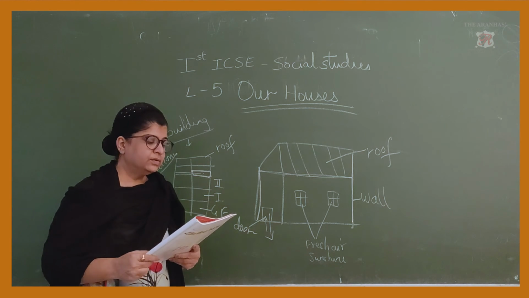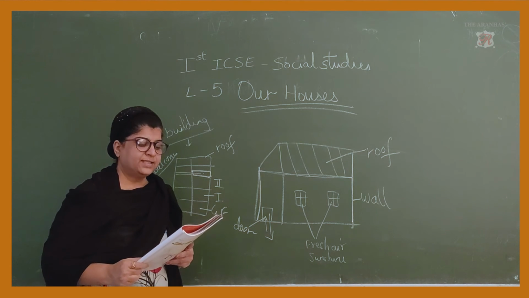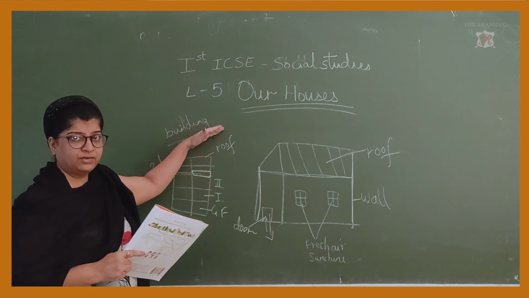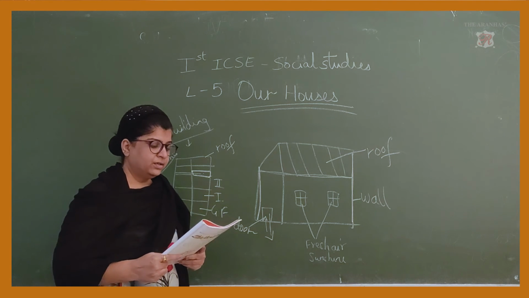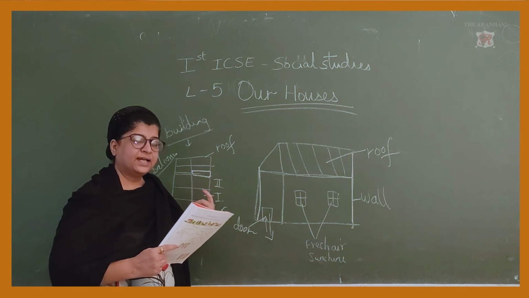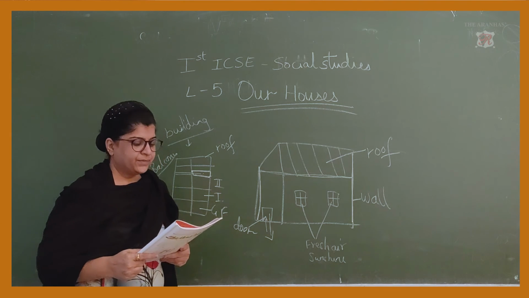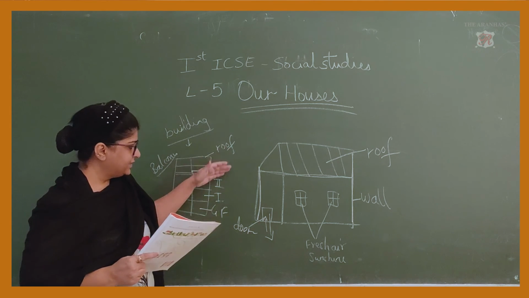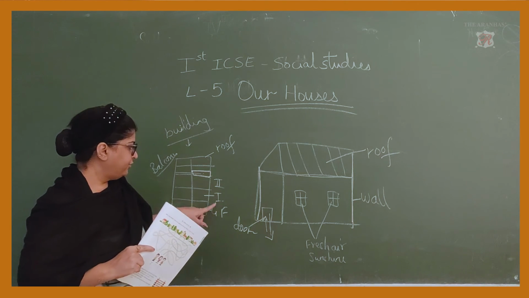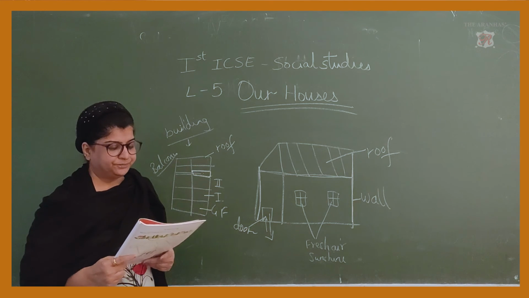Correct. So, let's go for choose the correct answer. Which is the highest part of the house? Floor, roof or stairs? Yes, the correct answer is roof. Roof is the highest part of the house. Pick the lowest part. Now tell me which is the lowest part. Ground floor, first floor, roof. Yes, it is the ground floor.